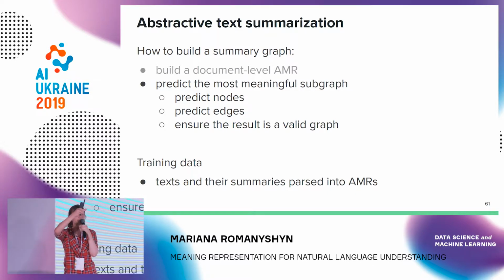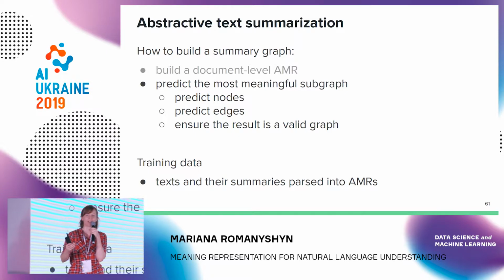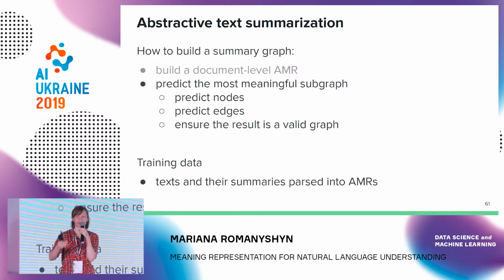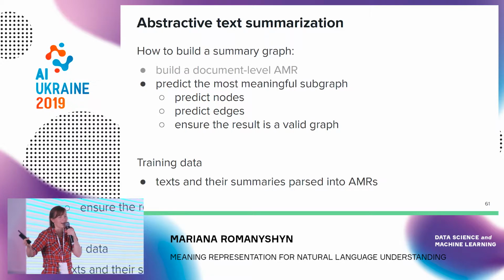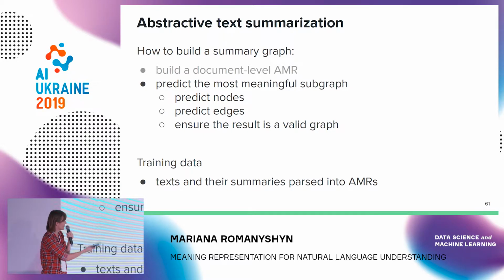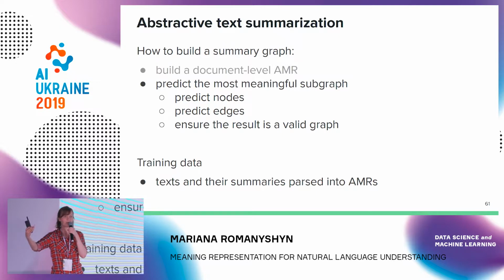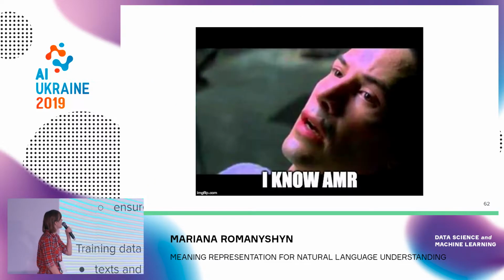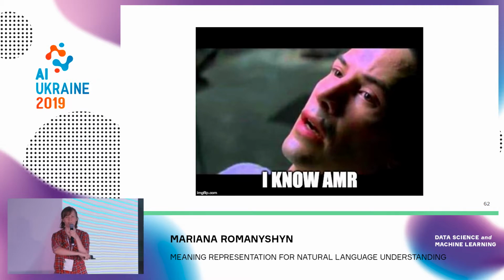Ensure that you haven't picked the highest scoring edge that doesn't connect the highest scoring nodes, because otherwise it will just keep dangling in your graph. You don't want that, right? And you can use these AMR banks, and the AMRs of their summaries, as training data. So I hope that you now feel that you know AMR, like Neo knows Kung Fu.